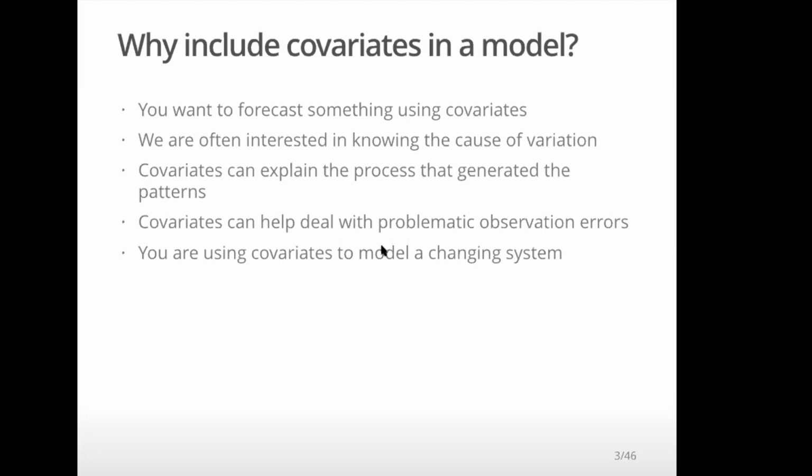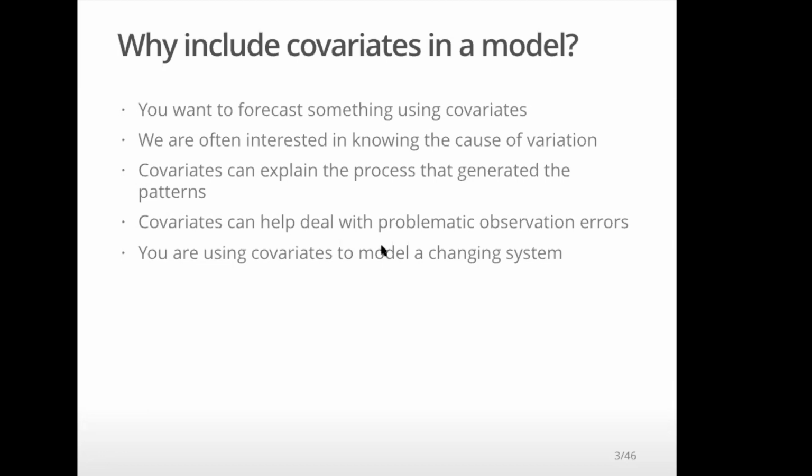But there's a couple other reasons that we commonly include covariates in these multivariate state space models. One of the big ones is that it can help us deal with problematic observation errors. Structure in your observation errors, like they're temporally correlated or correlated across sites, can be really numerically difficult to deal with and can really make it difficult to suss out that hidden process that you're trying to get at by using a state space model.